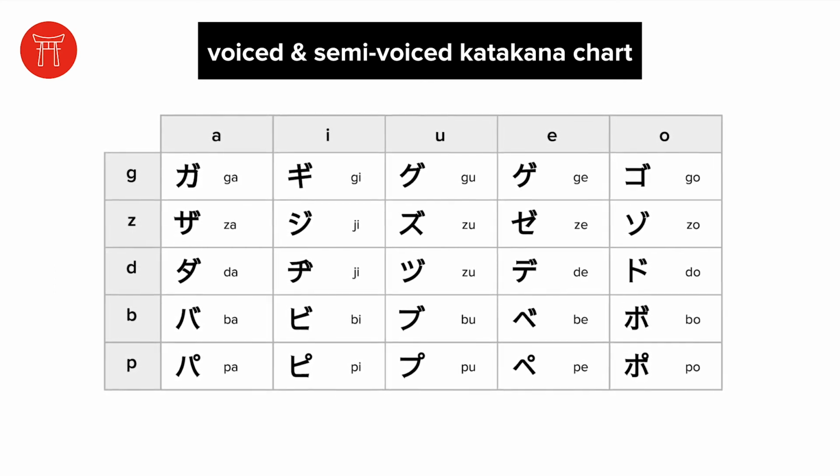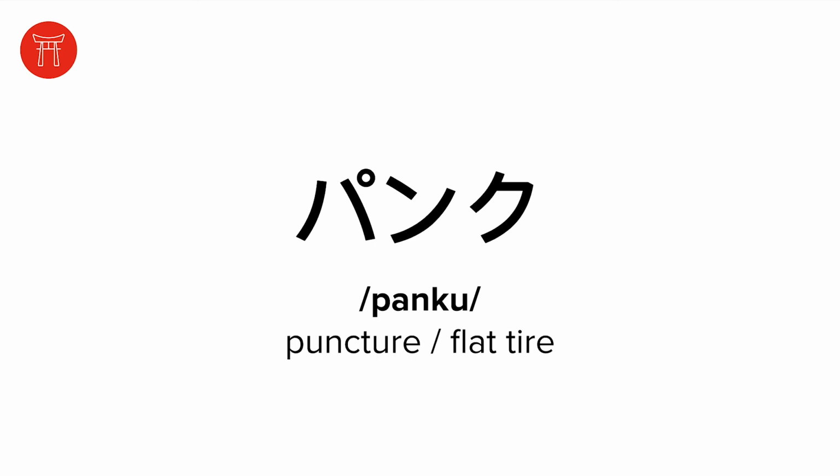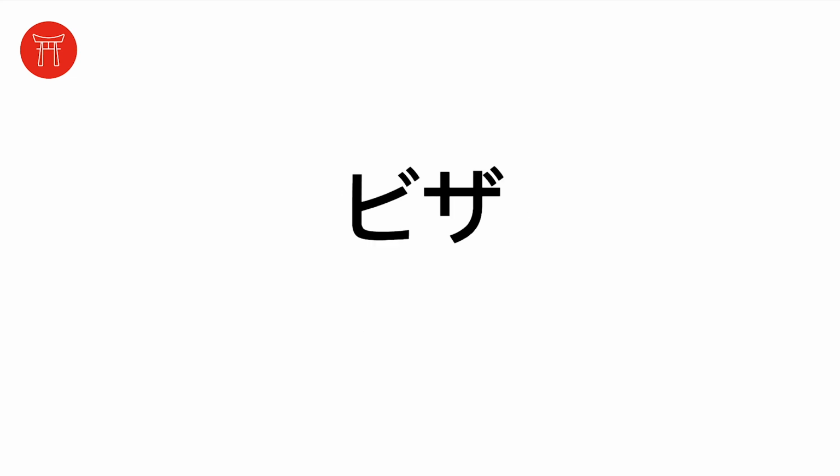Let's finish by practicing some English words that are used in Japanese and written with katakana. Can you guess what each means? Bank. It's a bank. If we change the dakuten to a handakuten, it now reads pank. It's short for puncture and is a Japanese term for flat tire. This one has two voiced sounds. Visa. And if we change it slightly, it becomes pizza. That's how Japanese people say pizza.